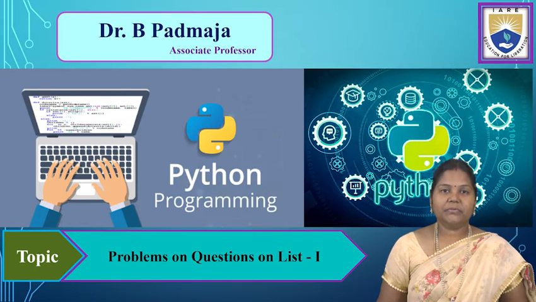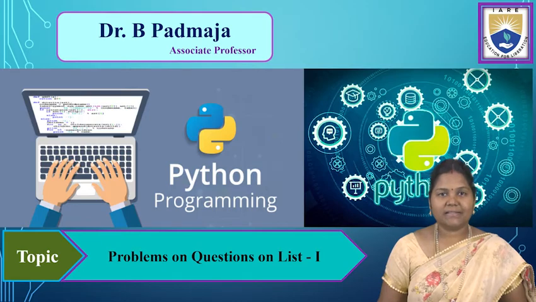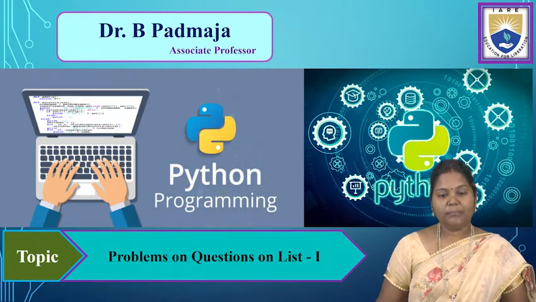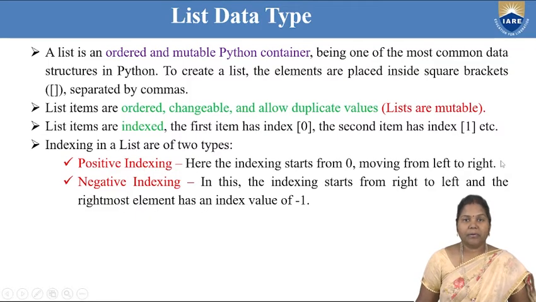In this video, today we are going to discuss problem-solving questions using the list data structure in Python. Before moving on to the problem solving, let us first discuss the definition of list. List is an ordered and mutable Python container. That means it is one of the most common data structures where the elements are in index order and it is mutable in nature. That means you can change the elements of this data type.